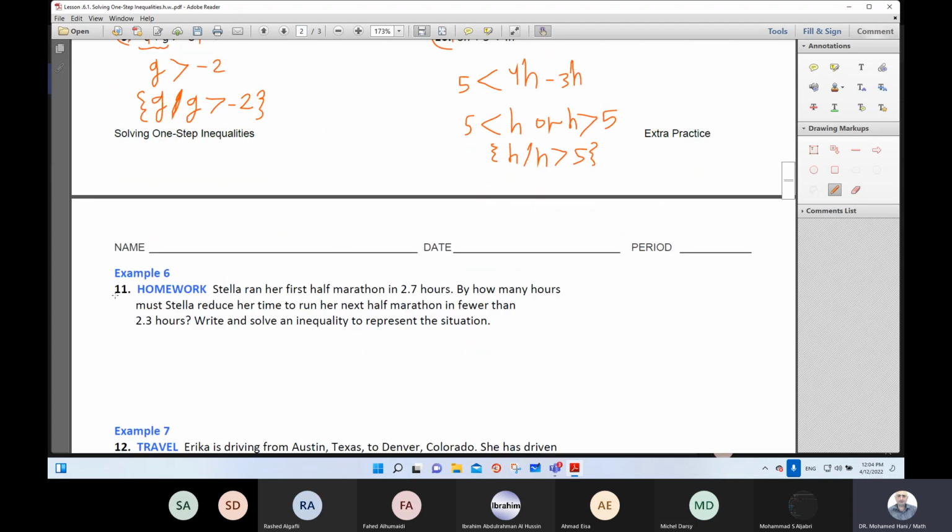Who can read exercise number 11, please? I can read it. Yes, please. Stella ran her first half marathon in 2.7 hours. By how many hours must Stella reduce her time to run her next half marathon in fewer than 2.3 hours? Write and solve an inequality to represent the situation.